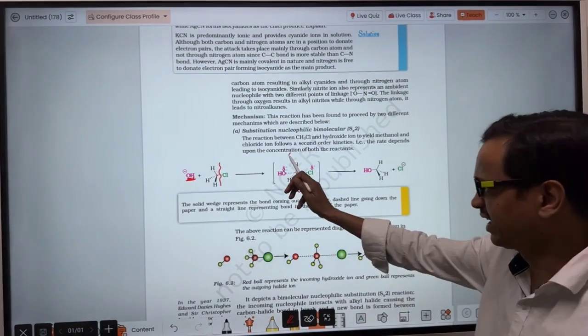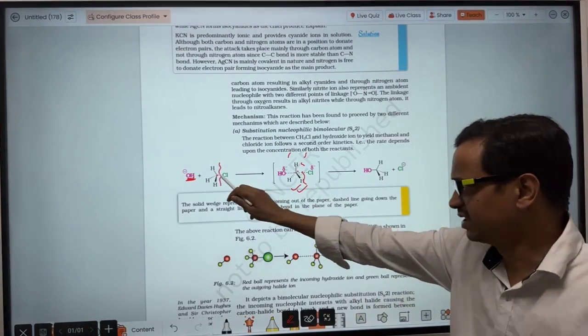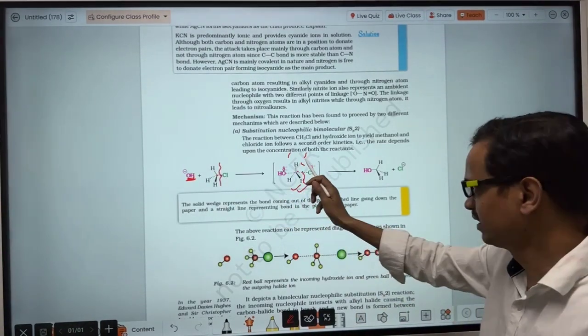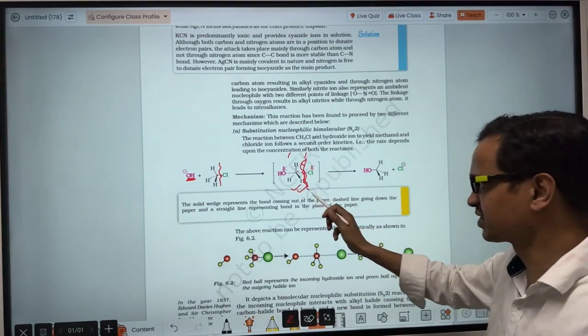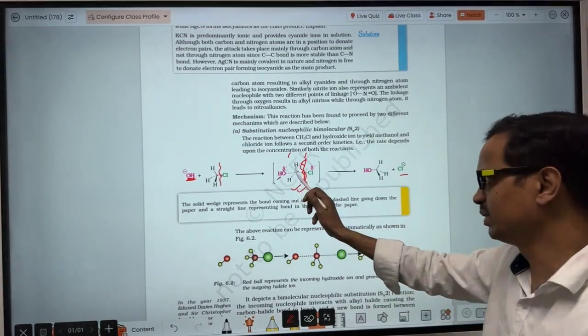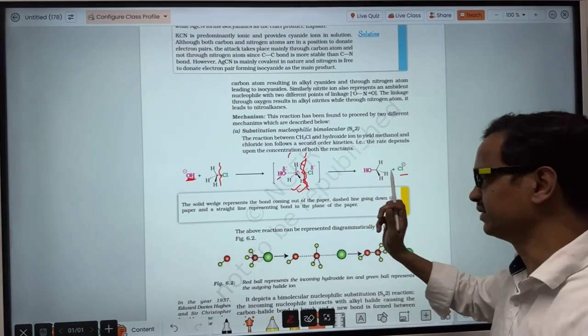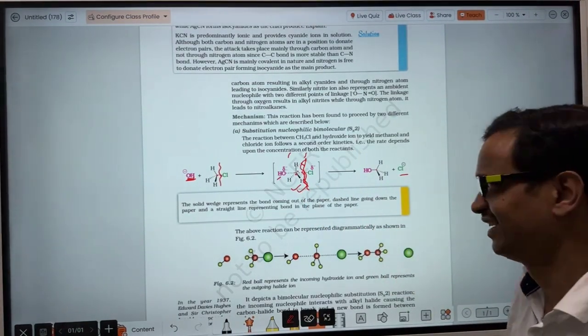And then, finally, what happens? This bond dissociates. Firstly this bond weakens, and then this bond weakens, and then there will be complete dissociation of this bond. So Cl minus will separate out, and the nucleophile will be bonded to this carbon atom here. So finally, this product is formed.